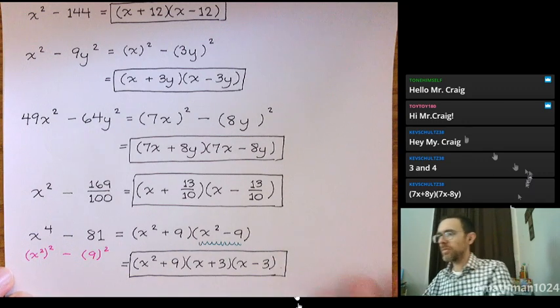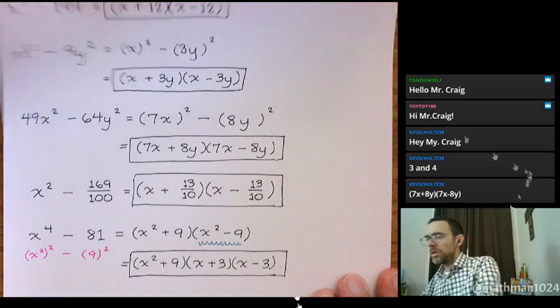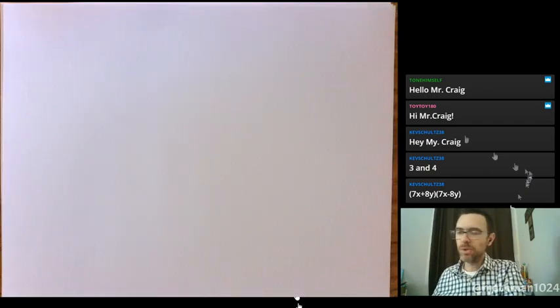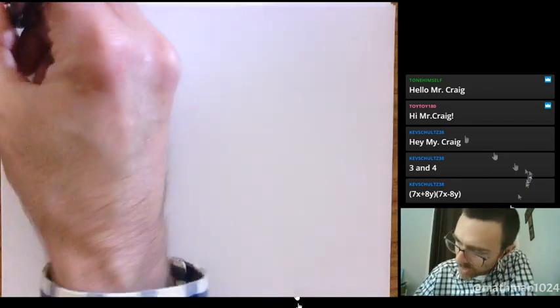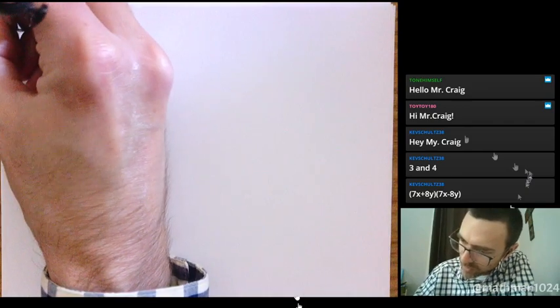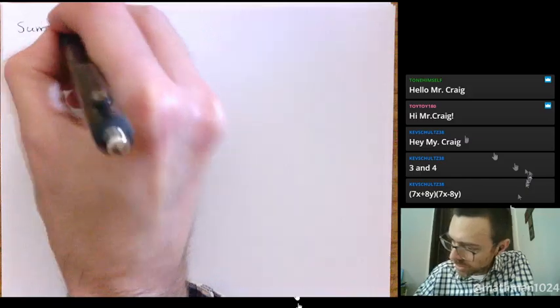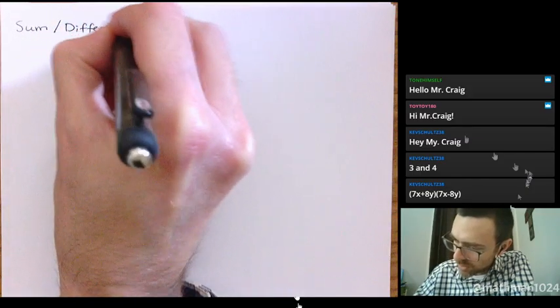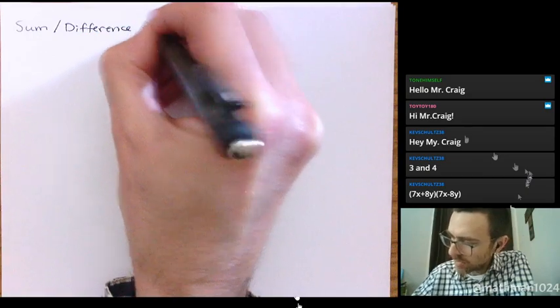All right, let's get to the last topic for today, something that a lot of students tend to struggle with because of the formulas. So we're talking about factoring the sum or difference of two cubes.